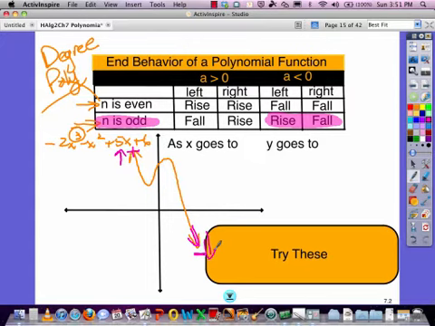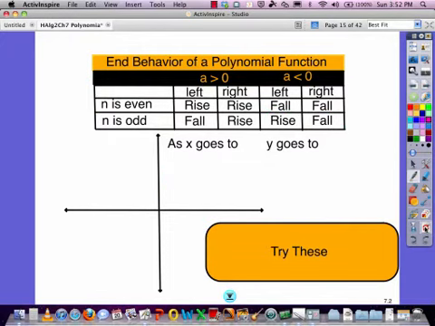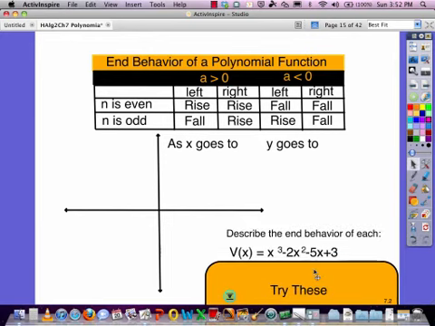Okay, so that's all we're asking you to do. Look at the degree of the polynomial, odd or even, and whether the first term's coefficient in standard form is positive or negative. All right, so let's reset this page and let's try. Describe the end behavior of this one.